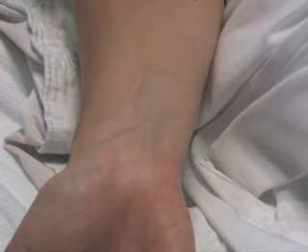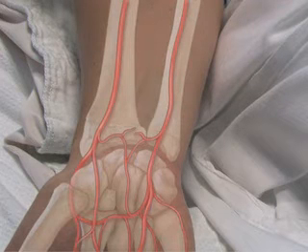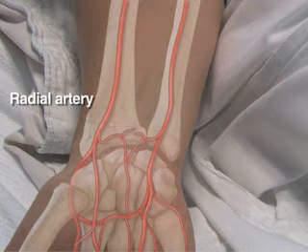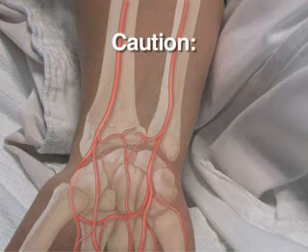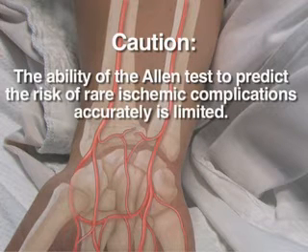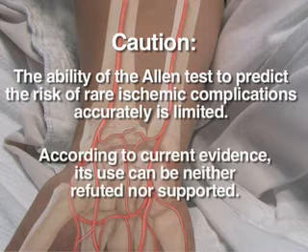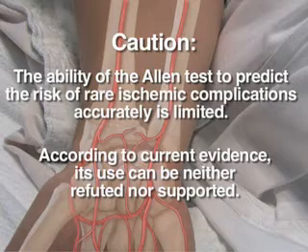Some physicians advocate for the use of the modified Allen test to assess the adequacy of collateral circulation of the radial artery by the ulnar artery. The Allen test is controversial, however, in that its ability to predict the risk of rare ischemic complications accurately is limited. Thus, based on current evidence, its use can be neither refuted nor supported.